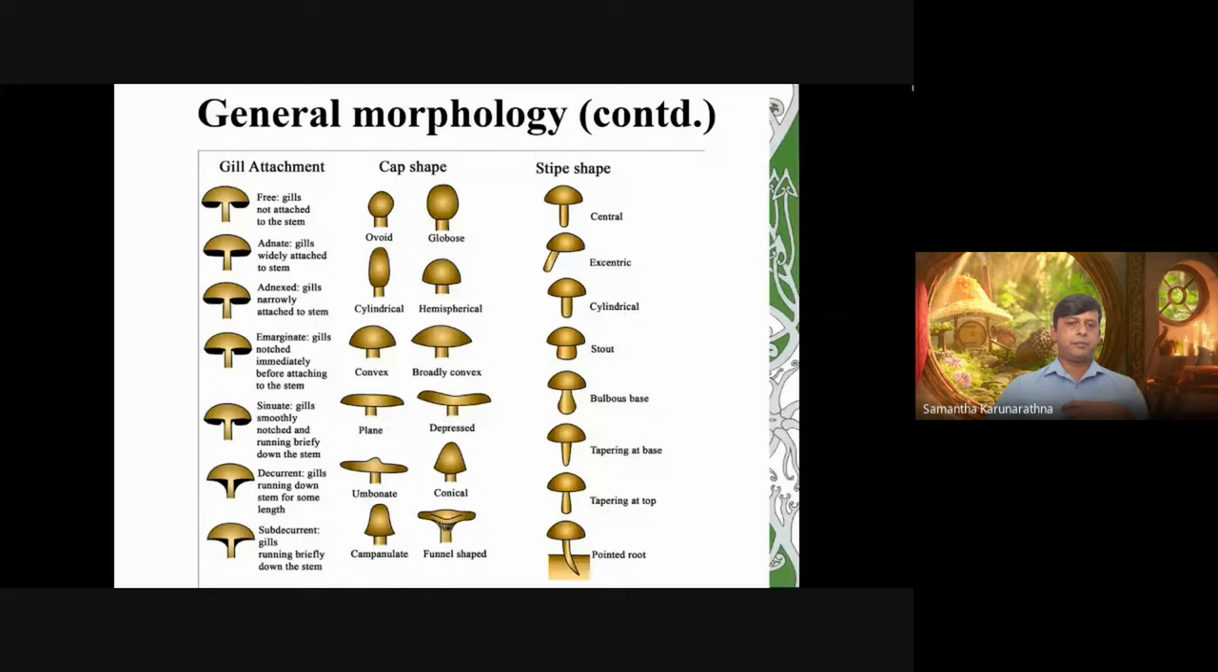As I mentioned, mycologists use different terms to describe the different parts of the mushroom. You can see here, for gill attachment, we use different terms: free, adnate, adnexed, emarginate, sinuate, decurrent, subdecurrent. For cap shapes also, we use different terms, like ovoid, cylindrical. For stipe shape also, we use terms like central, eccentric, cylindrical. So when we describe a mushroom for a scientific publication, we need to use these kinds of terms. Next one, please.